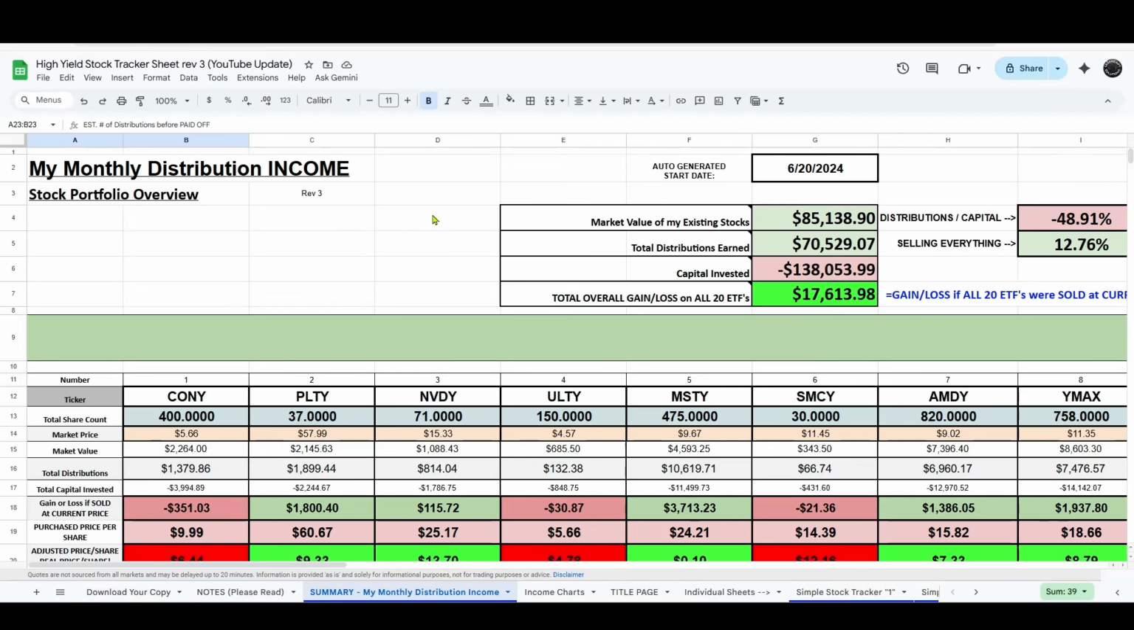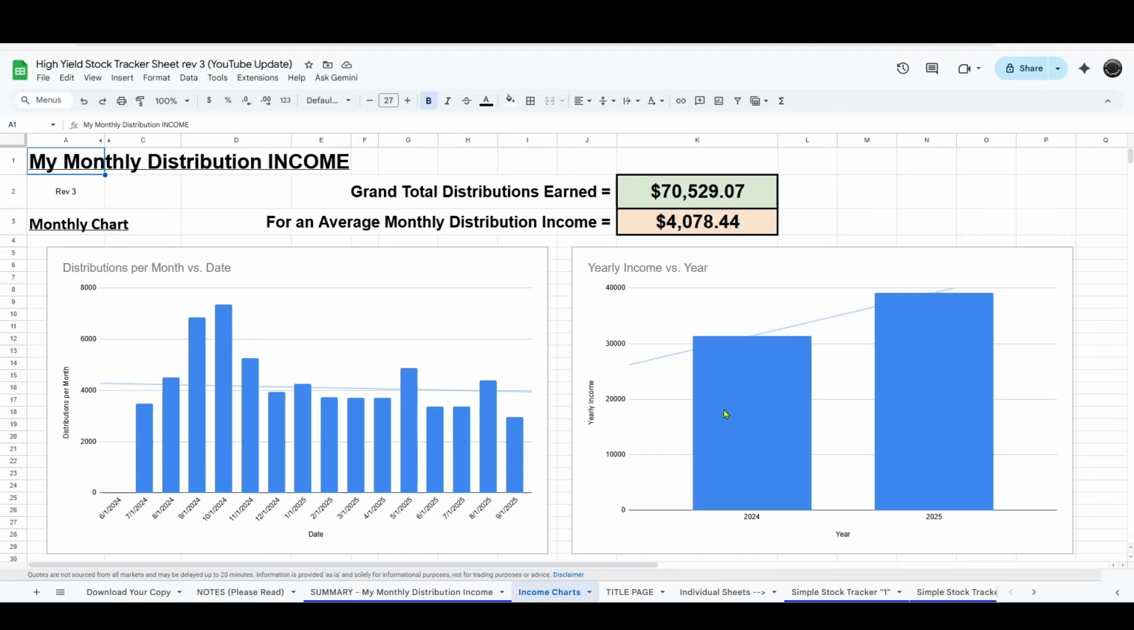But just to add one more thing, let's take a look at the last piece that I have added for the Rev 3 version. And that is charts. Everybody likes to look at a chart. So that's what I added to this. It will do the distributions per month versus the date. Okay, so these are your distribution side here, and here is the months.